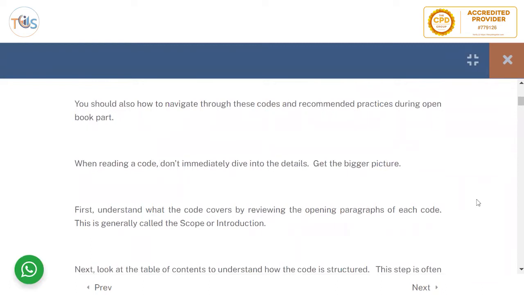When reading a code, I would suggest that you don't immediately go into that section. Look at the table of contents, look at the scope, the purpose of the code, what it covers, what it does not, and especially the vocabulary. So get the bigger picture, look at the list of tables, list of figures, see what the code or the recommended practice is talking about.